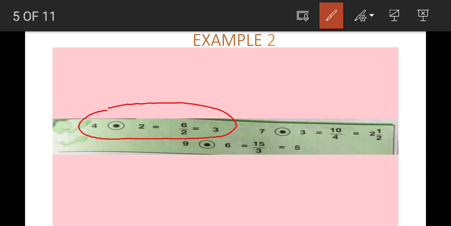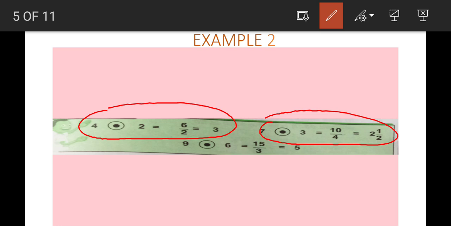4 plus 2 will give us the 6 at the numerator. 4 minus 2 will give us 2 at the denominator. And 6 divided by 2 is 3. The same way, 7 plus 3 is 10. 7 minus 3 is 4. 10 divided by 4 is 2.5. So that is just it.